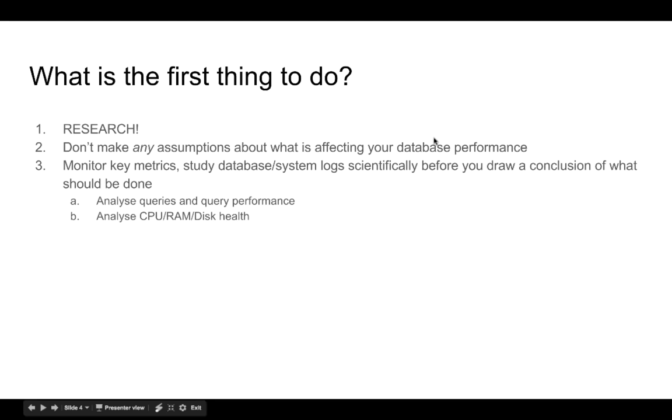So the first thing to do when we're presented with a scaling problem is to do research. We should not make any assumptions about what is affecting our database performance and what the right way to scale is. We need to monitor key metrics, study the database system logs, and do this whole process scientifically before we draw a conclusion of which method should be used. So typically we should be analyzing the queries and the query performance, and we should be looking at the CPU, RAM, and disk health of our database server.